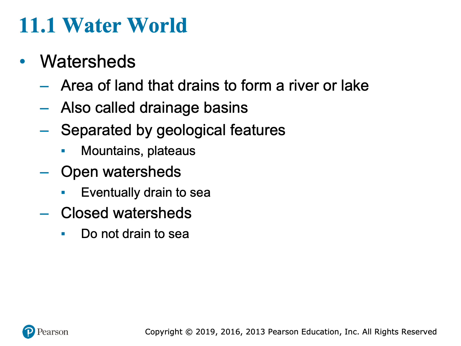So this takes us to watersheds. This is your next blank, about halfway down your page and your first page of your notes. A watershed, or drainage basin, is the area of land from which rainfall drains into a river or a lake. It can be separated by geological features like mountains or plateaus. Watersheds can be opened or closed. Open watersheds will eventually drain into the sea, and closed watersheds are inland basins that will not drain into the sea.